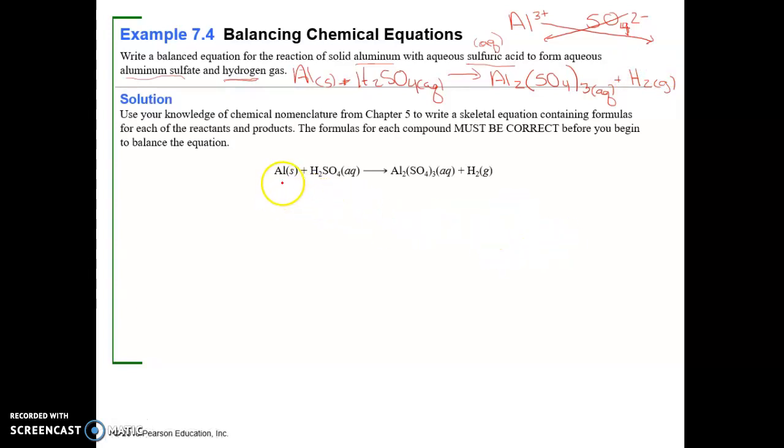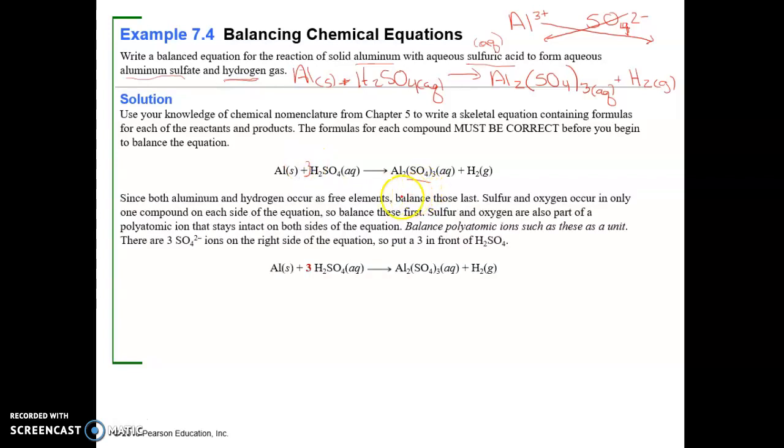All right, let's see if we came up with the right thing. We have aluminum solid with sulfuric acid, and then aluminum sulfate that's aqueous, and hydrogen gas. Excellent. Now we're going to look at balancing this. The first thing I notice is that I have 3 sulfates on the right-hand side and only 1 sulfate on the left-hand side. So remember, you always change the coefficient. I'm going to put a 3 out in front here, and it looks just like that.